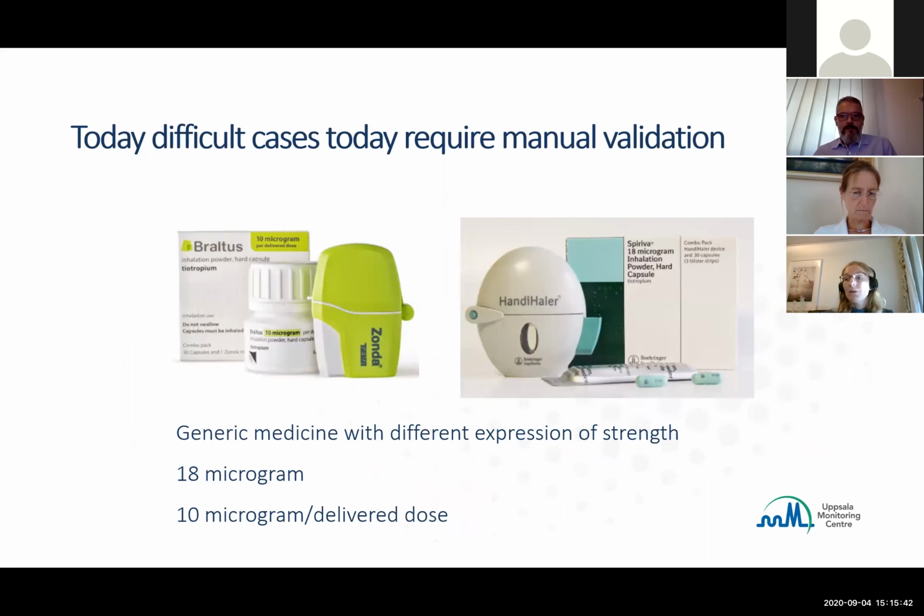As you all know, there are always these difficult cases. So for example, we have generic drugs which express the strength in different ways. And these are quite hard to interpret. You really have to go deep into the information about the drug. So if the strength expressions were more harmonized, this would really improve the analysis and make it faster.